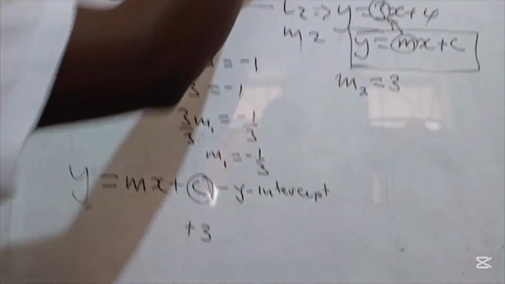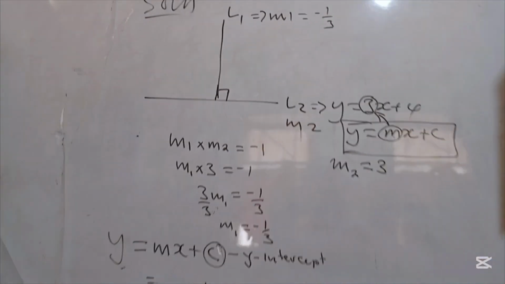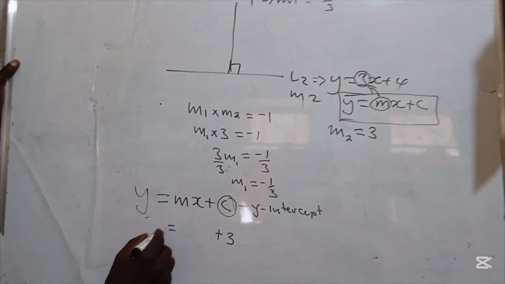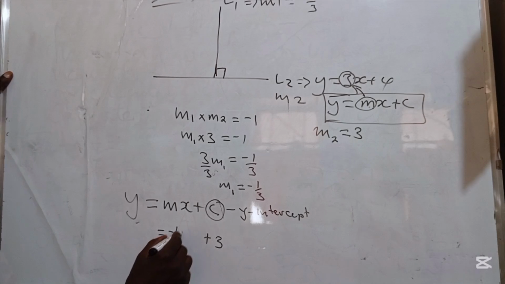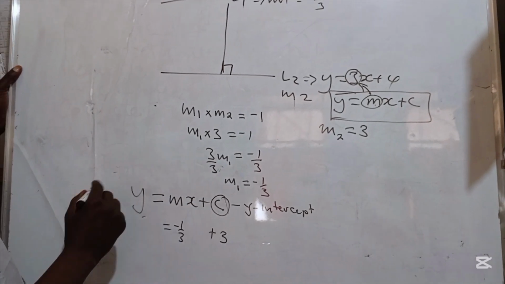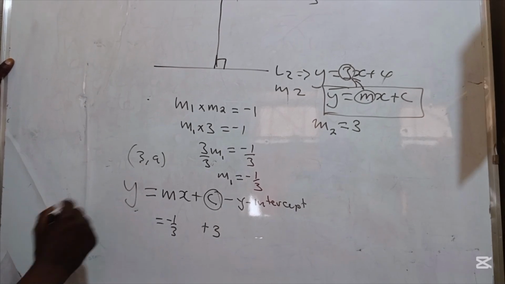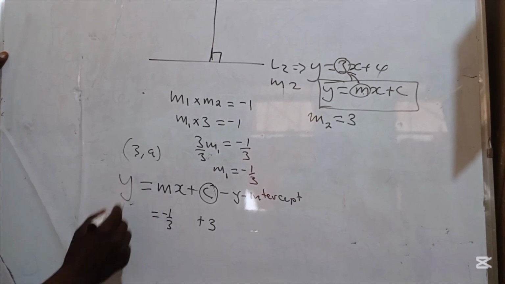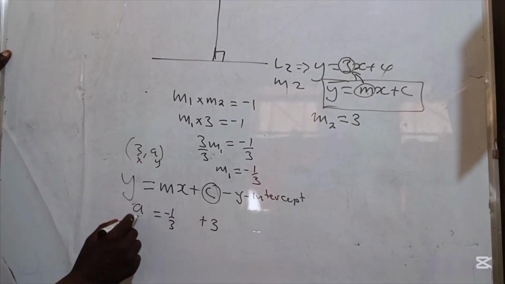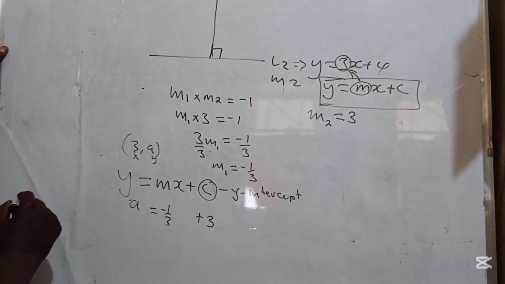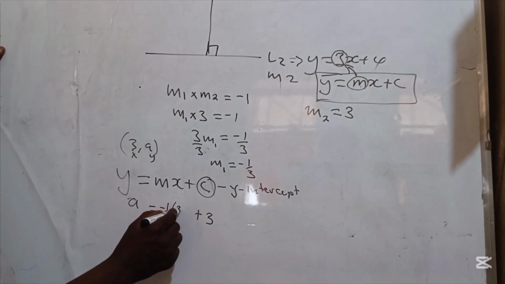Where is the 3 coming from? It is the 3 in the question. The gradient I have already found: it is -1/3. And the point is (3, A). Now they want me to find the value of A. My A is y, because this is x and this is y. Where there is y, I put my A; where there is x, I put a 3.